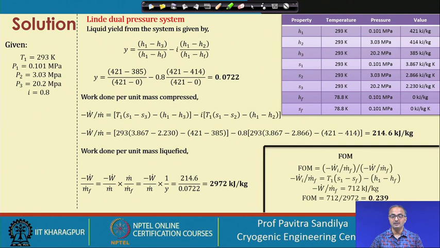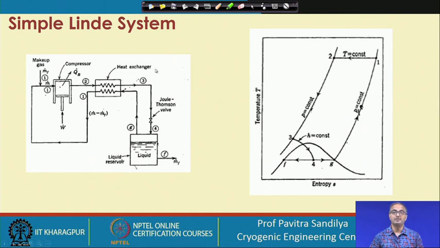Now, we repeat the similar thing for the simple Linde system. Before that, we also find the FOM value, and FOM is the ideal work divided by the actual work, and the ideal work can be given by this. This we learnt earlier. So, we find the ideal work here, and this is the actual work. So, we see that this FOM is 0.239. It is quite low. Okay.